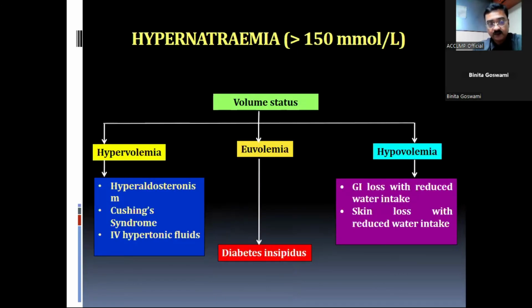Now, in case of hypernatremia, in hypervolemia these are aldosteronism, Cushing syndrome, sometimes use of hypertonic fluids. Euvolemia is mainly diabetes insipidus and hyperosmolar non-ketotic coma. Hypovolemia is again GI loss and skin loss, which can lead to hypernatremia.